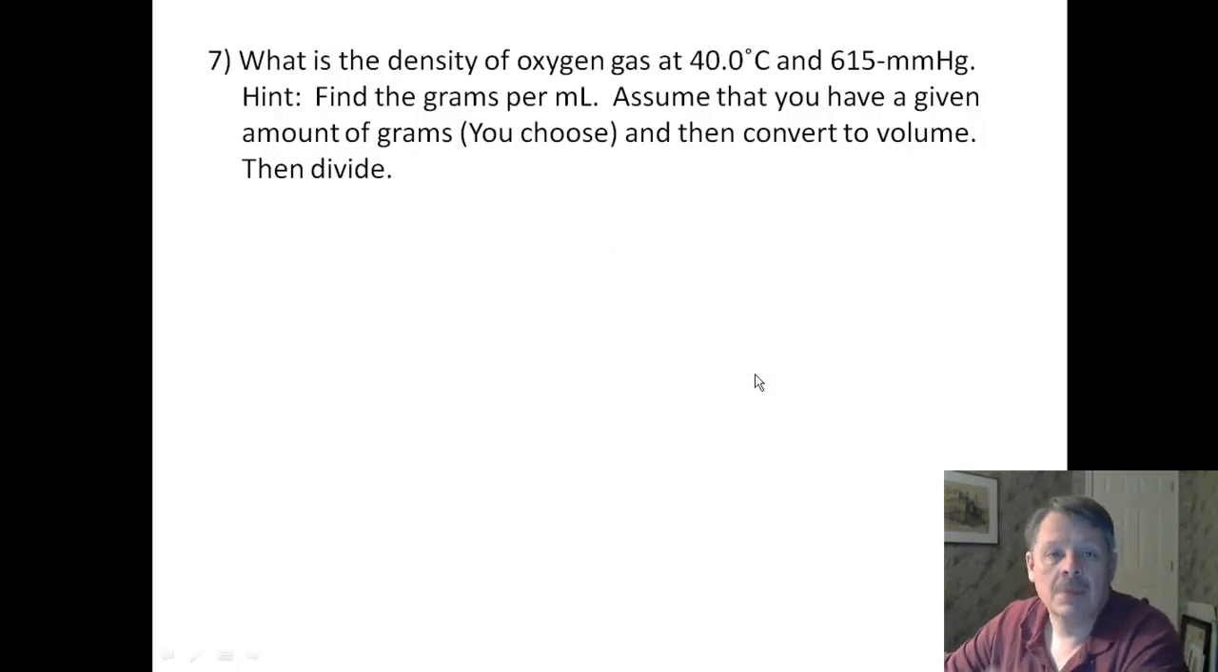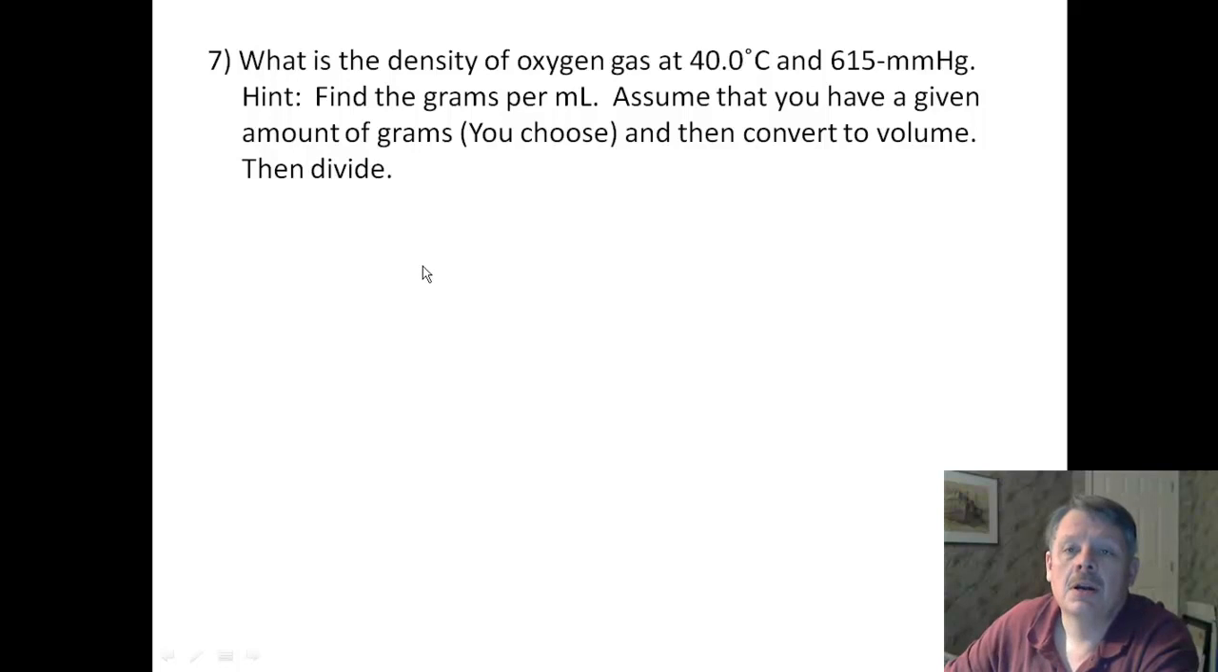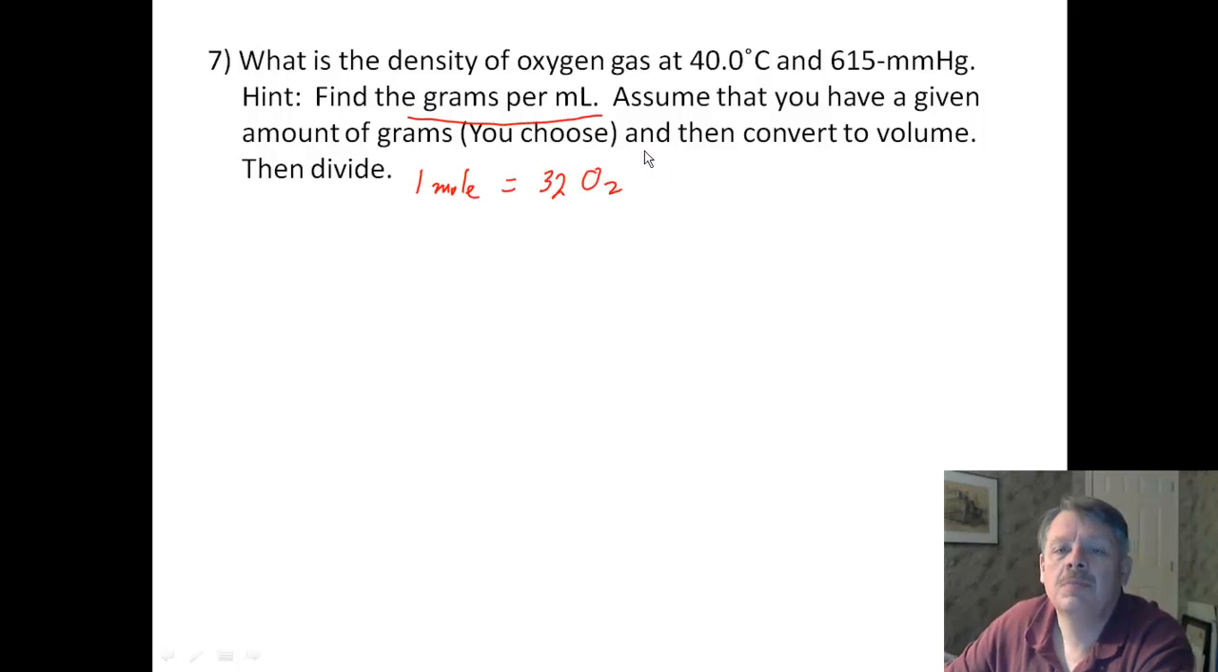All right, how about number 7? What's the density of oxygen gas at 40 degrees Celsius? Find grams per milliliter. It gives you a hint. All right, so we have to figure out grams per milliliter. It says assume you have a given amount of grams. You choose. Well, let's choose 1 mole, just because that's easy, which is 32 grams of oxygen, and then convert to a volume.